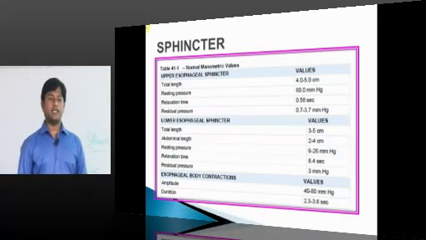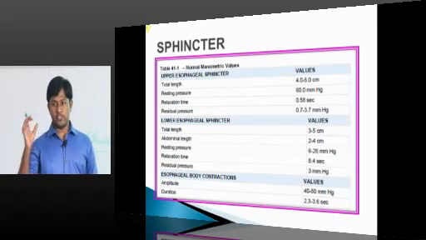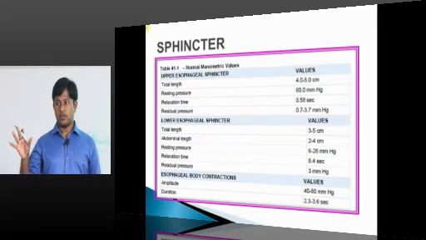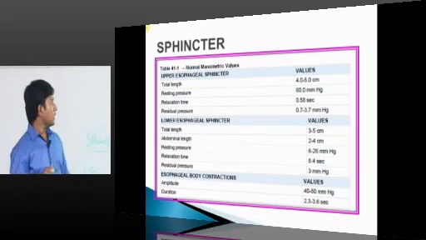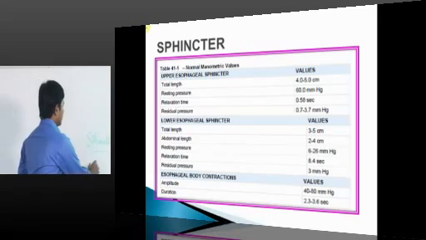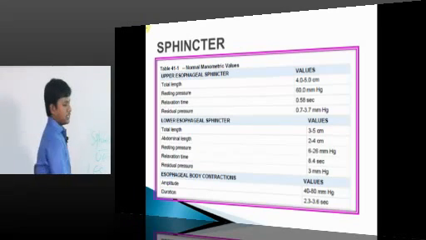Lower esophageal sphincter is not an anatomical sphincter. It is just a physiological sphincter. Whereas the upper esophageal sphincter is an anatomical sphincter. The length of the upper esophageal sphincter is 5 centimeters. The lower esophageal sphincter is also around 5 centimeters.